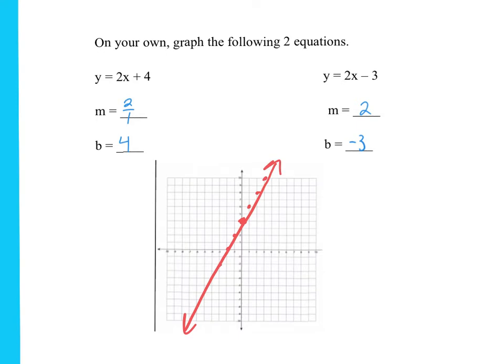Next one, what'd you say the b value was? Negative 3. Slope is 2, or same thing as 2 over 1. So I'm going to do the exact same thing here, up 2 over 1, right? Yeah. And those are my parallel lines. We all see them. We got them down.